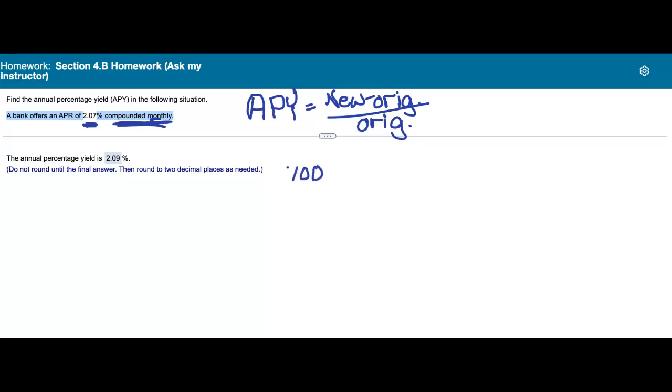Now you could have used $1,000 or $1, but to me 100 is the easiest to work with since this is a percentage thing eventually. So $100 for 1 year, compounded monthly, at 2.07%.